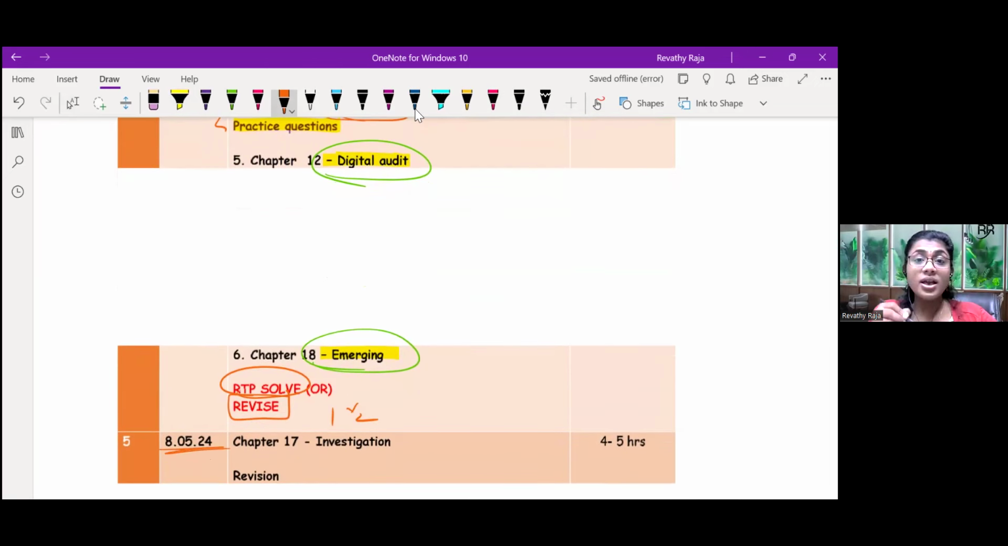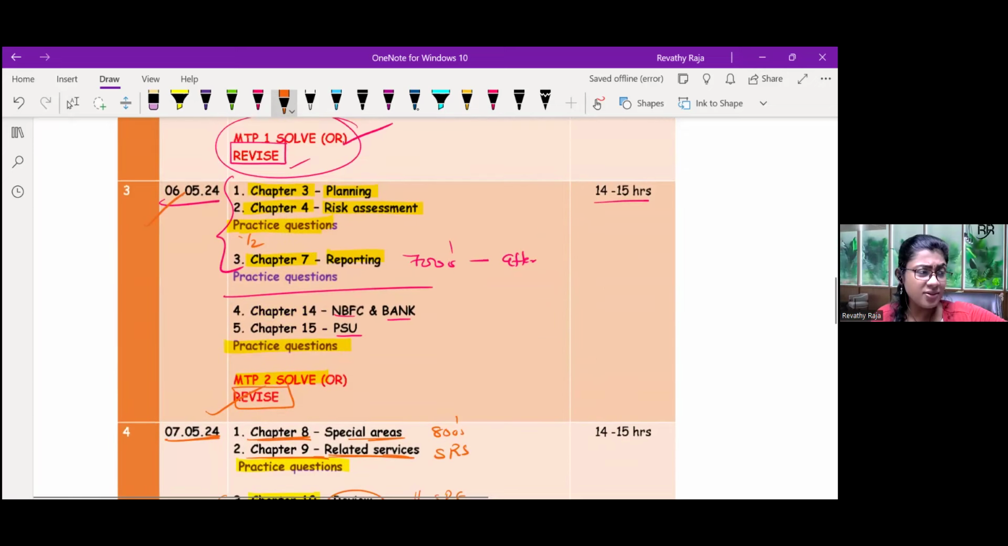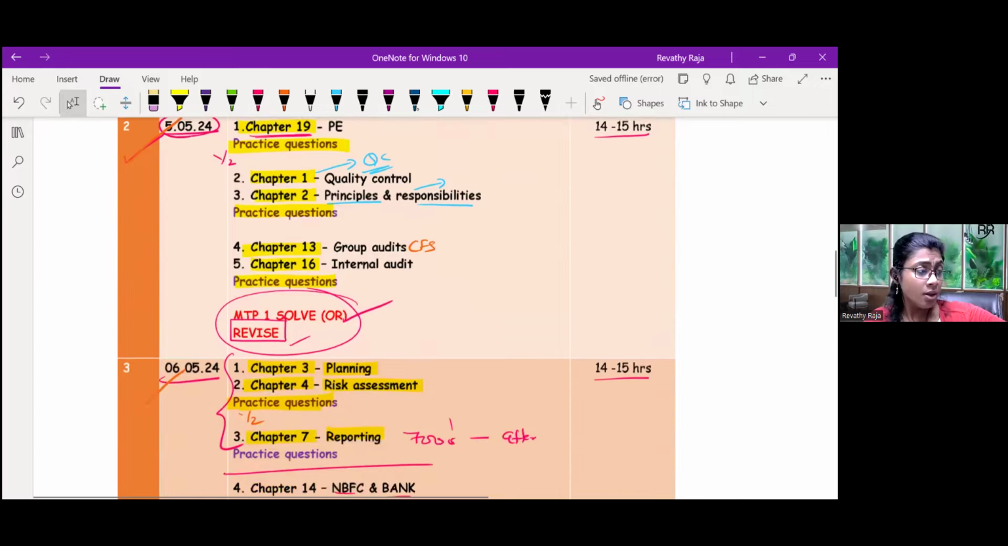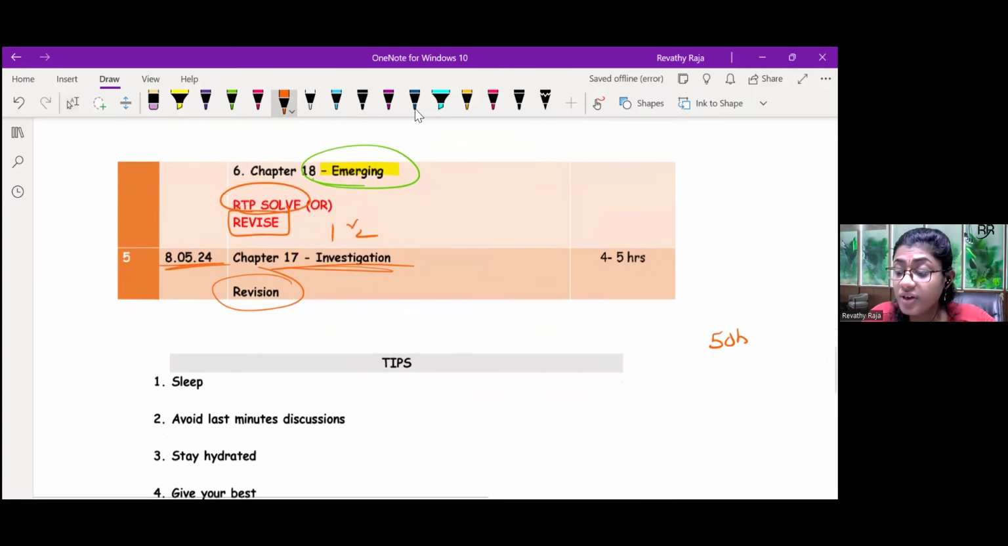Finally, the day has arrived. Only one chapter is pending: investigation, due diligence, forensic accounting, which is a direct theoretical chapter. And before the examination, don't study anything new. Spend more time on revision, or the areas in which you tend to forget or which you feel weak, just brush up. So if you see cumulatively from 4th till 8th, how many hours do you get? Roughly, you are getting around 50 to 52 hours.